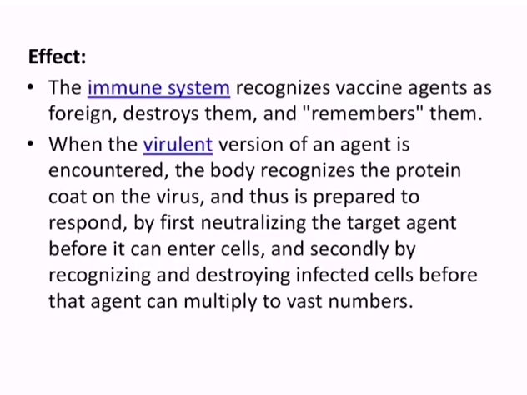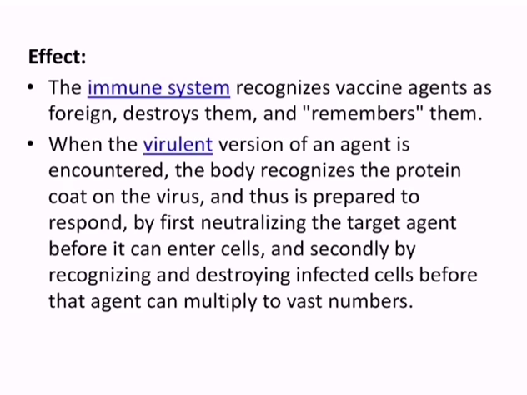The effect: the immune system recognizes the vaccine agents as foreign, destroys them, and remembers them. When the virulent version of an agent is encountered, the body recognizes the protein coat of the virus, and thus is prepared to respond by first neutralizing the target agent before it can enter cells, and secondly by recognizing and destroying infected cells before that agent can multiply to vast numbers.